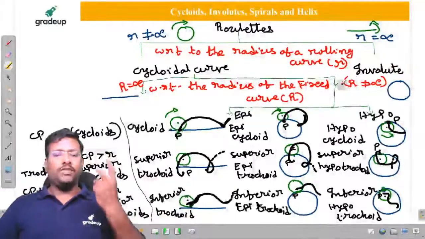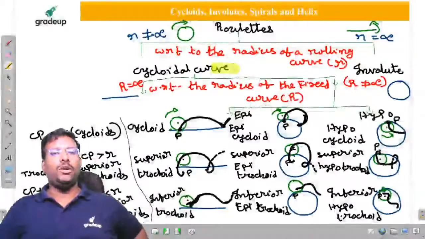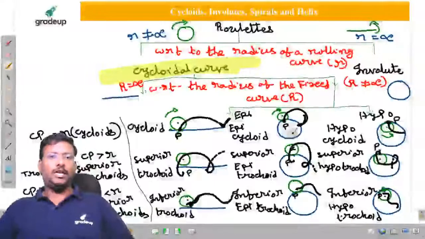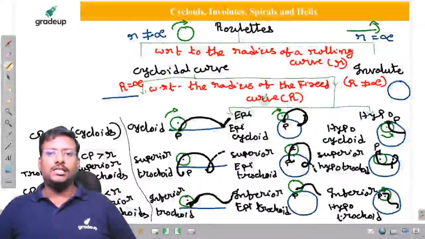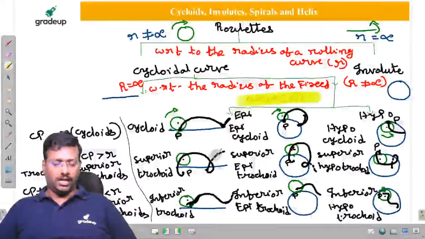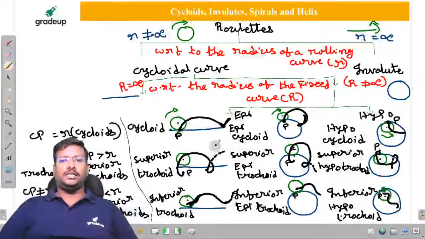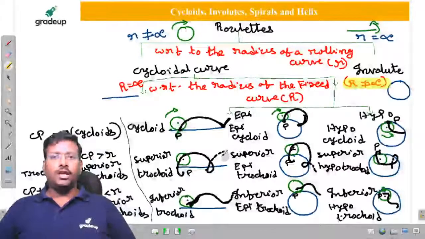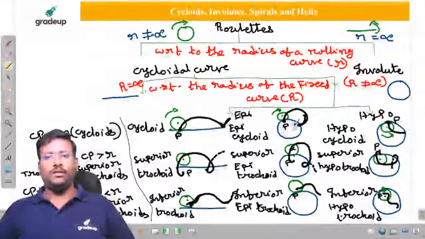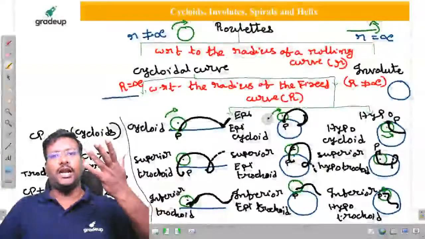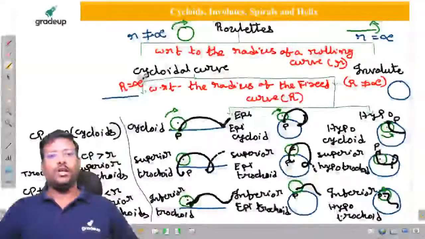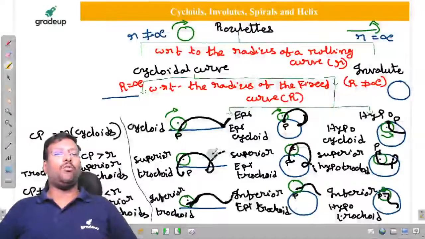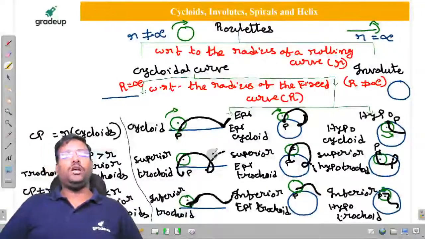Now, if the rolling curve radius is not equal to infinity, they are called cycloidal curves. Depending upon the radius of the fixed curve, it is further divided into two categories. If r is not equal to infinity, there are two types: if it rolls outside, epi; inside, hypo. If it is infinity, we can give the word without a prefix.